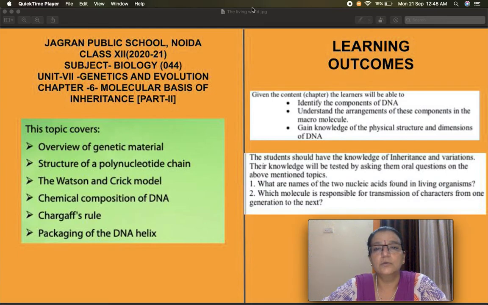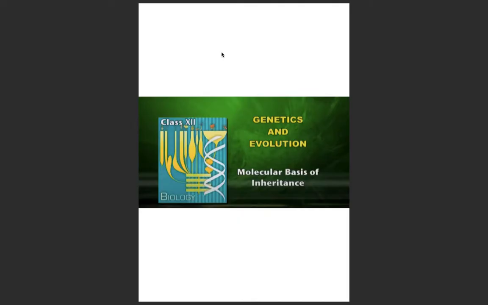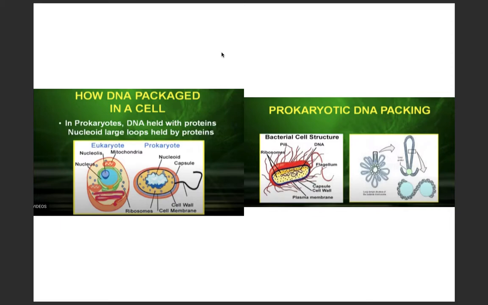Now let's start with today's class, the second part of molecular basis of inheritance. In the first part of this chapter, we have already studied the structure of DNA and the Watson and Crick model of DNA structure. Now in this part, we will focus on how DNA is packaged inside a cell. As you know, DNA is such a long polymer. It is an interesting fact how this approximately 2 meter thread in our cell is packaged.